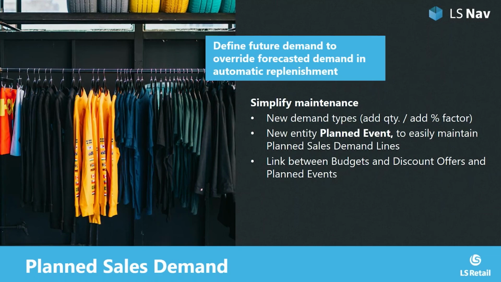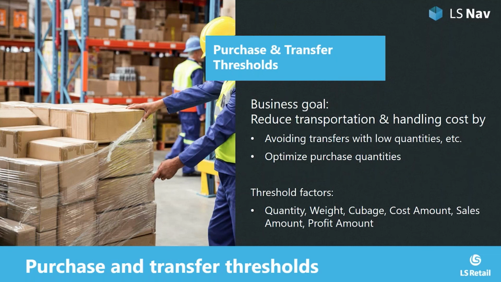Planned sales demand. We have added new demand types. Add quantity, for example, 10 pieces on top of the forecasted demand. Add percent factor, for example, adding 10% on top of the forecasted demand. Purchase transfer thresholds. This is to reduce transportation and handling cost by avoiding transfers with low quantities and optimizing purchasing quantities.